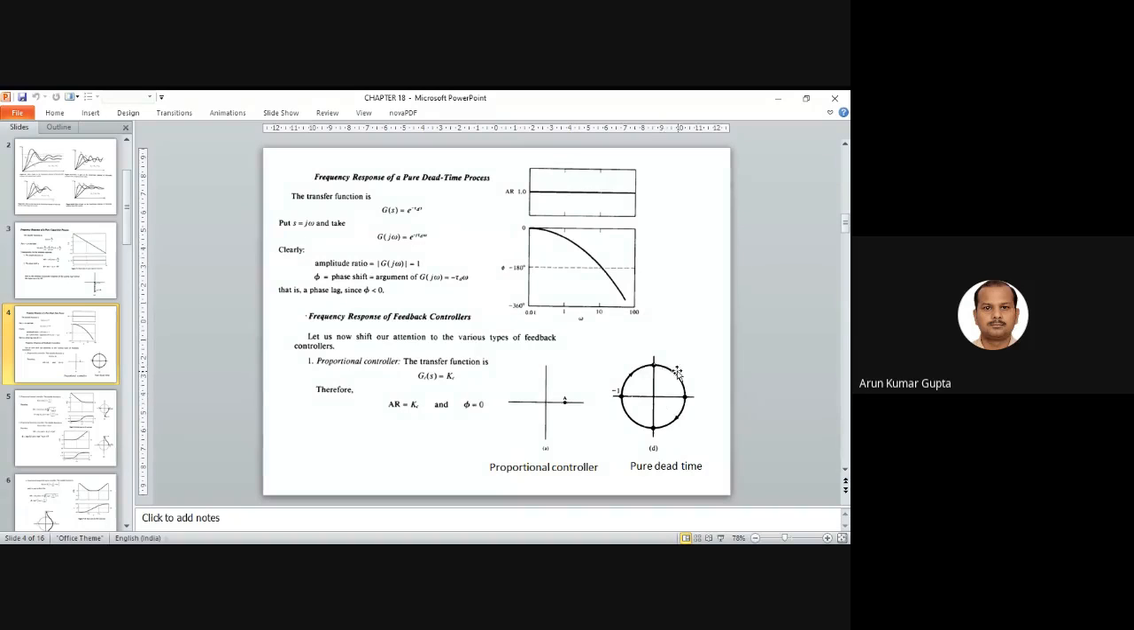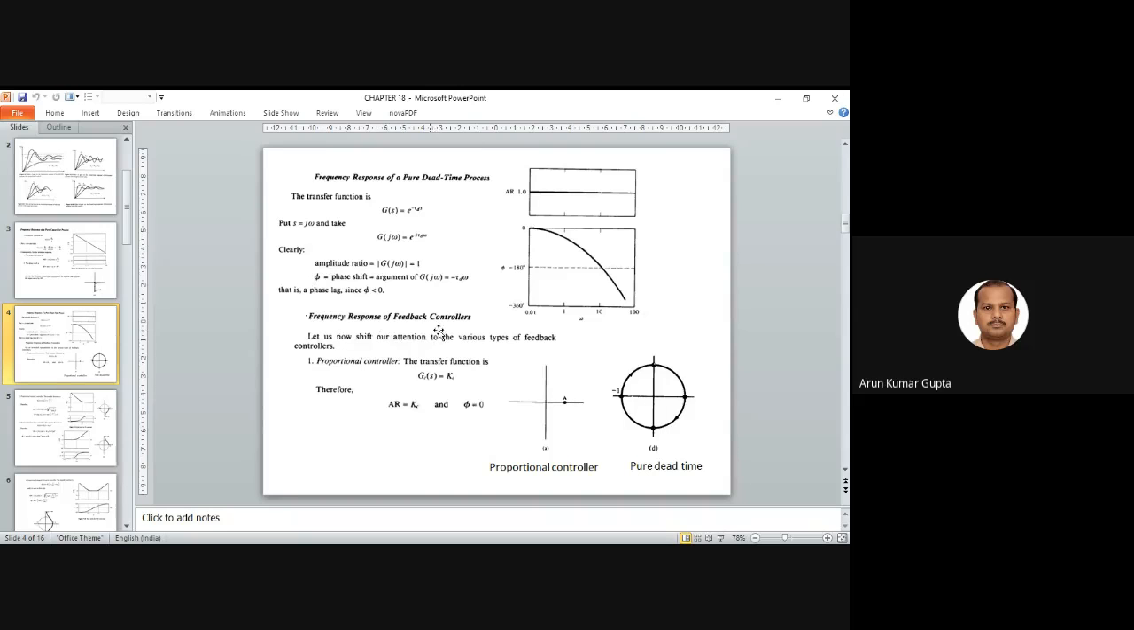That's why you can see the Nyquist plot of this pure dead time system: the amplitude ratio is 1, which means it is always on the unit circle. Angle-wise, when omega is 0, the angle is 0. Similarly, it starts increasing with the minus sign. Omega 1, omega 2, omega 3, the phase angle changes, but it is always on the unit circle. So this is the representation of the Nyquist plot of the pure dead time system. We are just representing this plot in a mathematical way.